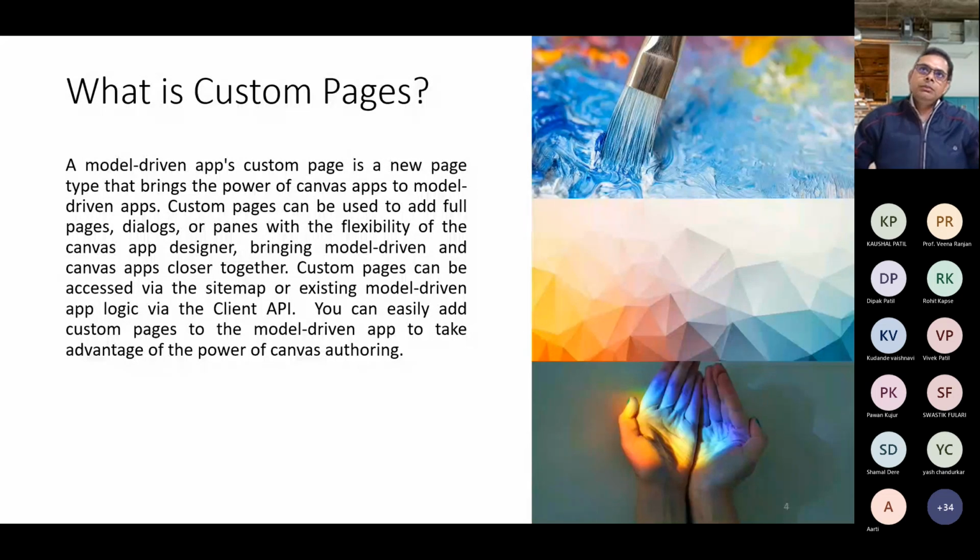A few things come to mind. If you already have a canvas app embedded in your model driven app, can you replace it with custom pages? Can you migrate your existing canvas app into custom pages? To answer this specifically, no, because architecture-wise, the architecture of custom pages is totally different from the canvas app. If you need to migrate your existing canvas app, you have to design your custom page and then include it in your model driven app.